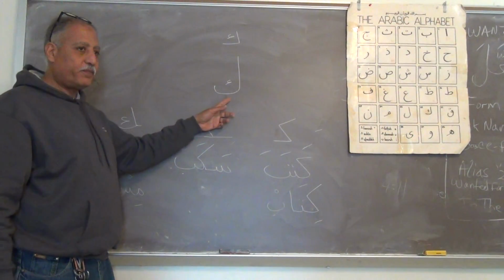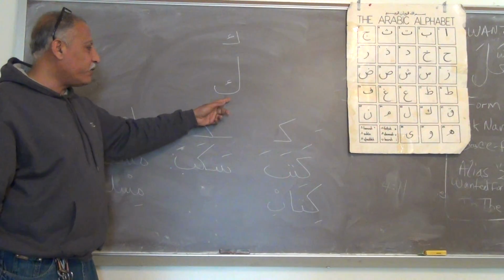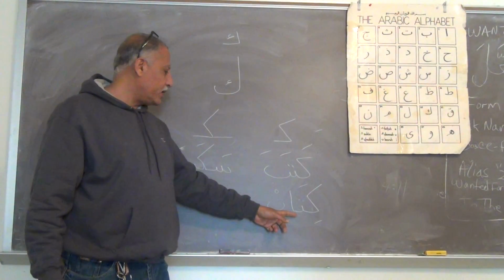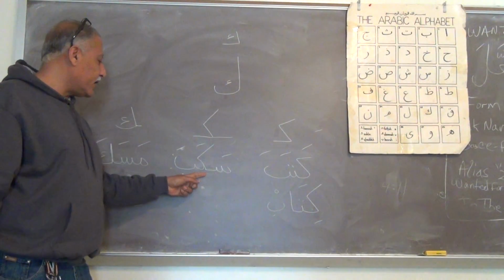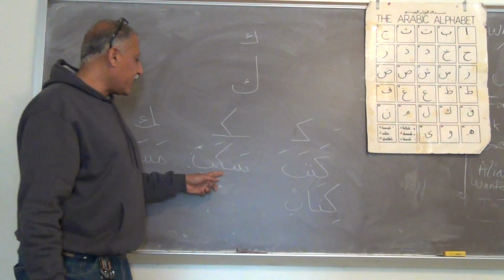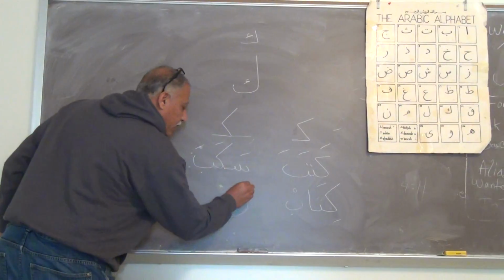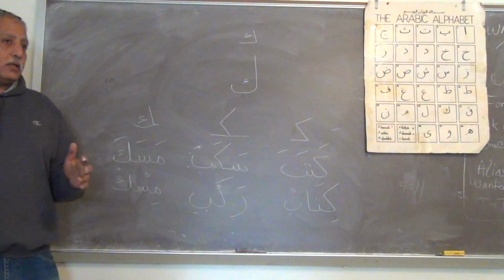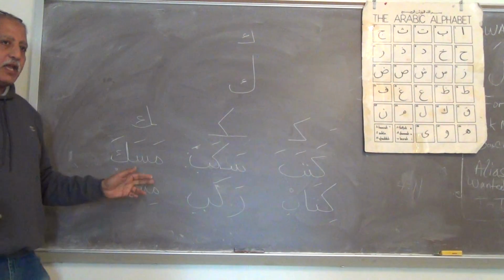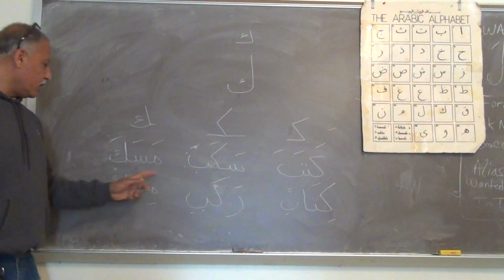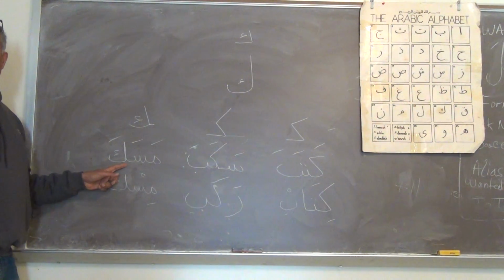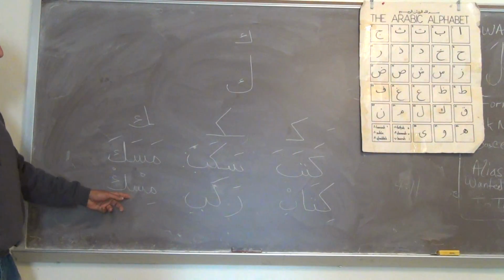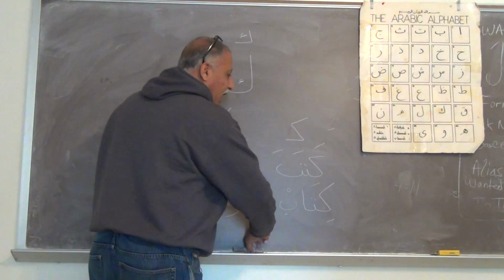So حرف الكاف. كتب، كتاب، ركبا. Rakiba means to ride something, when you ride a car, ride an animal, whatever. ركبا، مسكا، مسك. حرف الكاف.